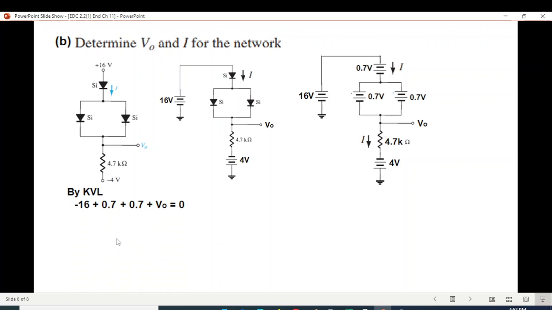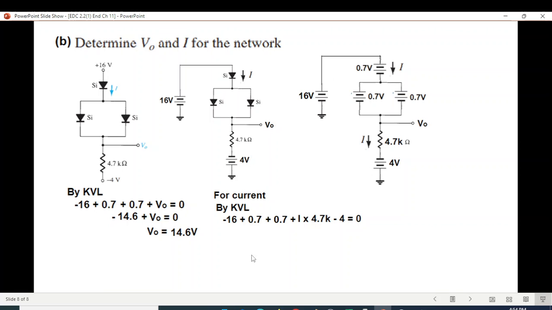And now by KVL, minus 16, plus 0.7. Then either we can take this loop or we can take this path to reach V naught. So 0.7, we have to just consider one of it. 0.7 plus V naught is equal to 0. And from here we get V naught, 14.6 volt.